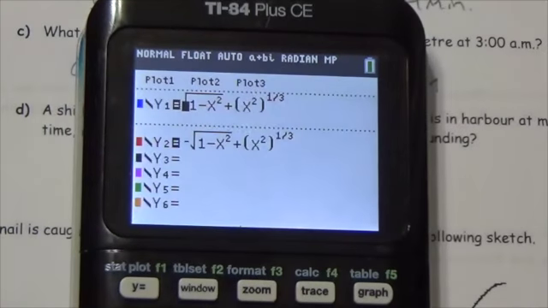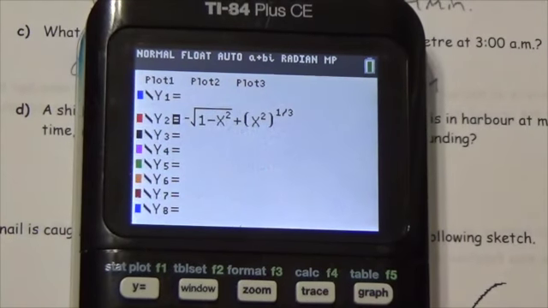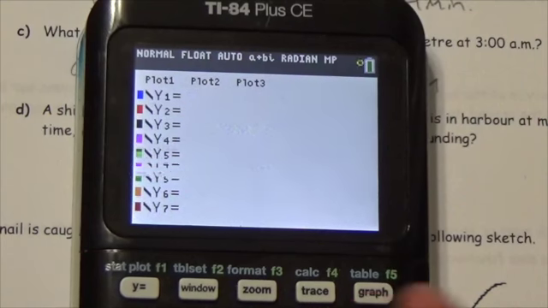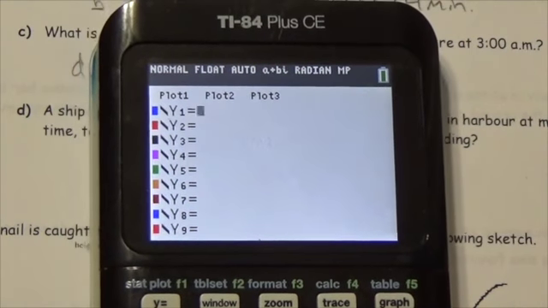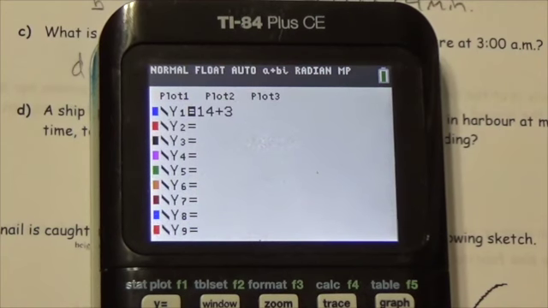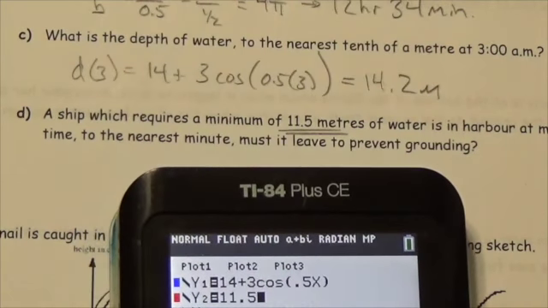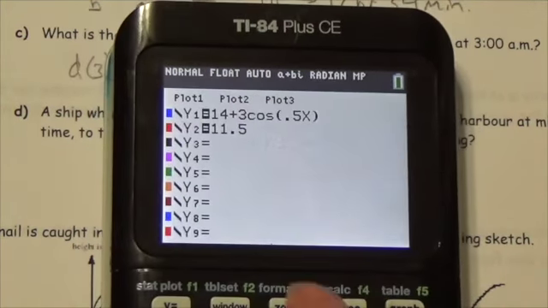This isn't me cheating here. What this is, is me showing you what the expectation is. So first of all, I'm going to enter the equation 14 plus 3 cosine of 0.5 x. There's the equation. And then I know that I need a minimum of 11.5 meters of water. So I'm going to put those two in.